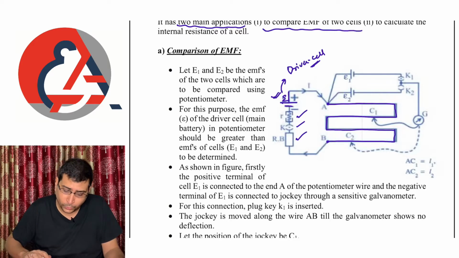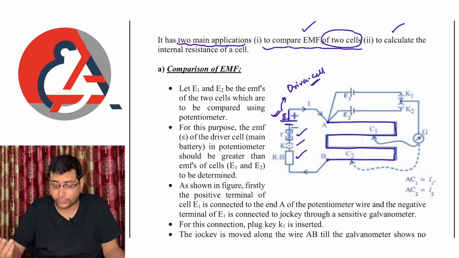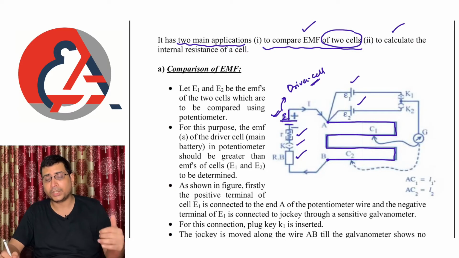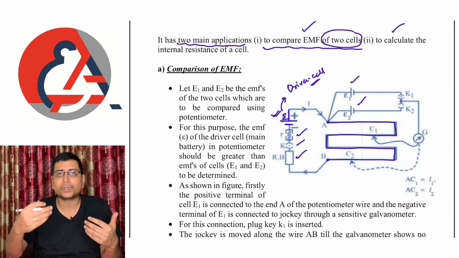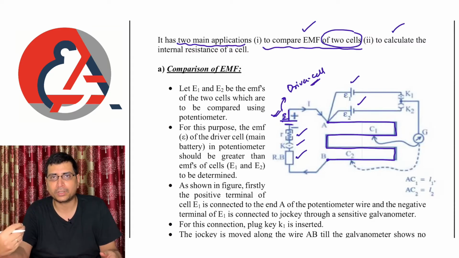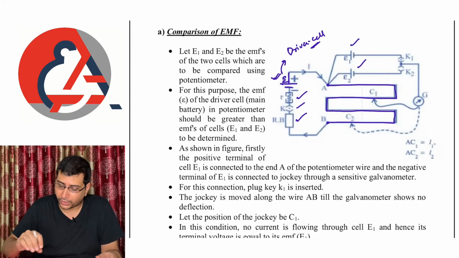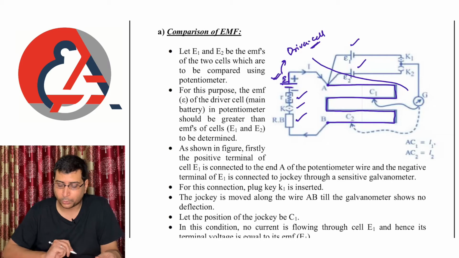Now the question is, we are told to compare the EMF of two cells. What are the two cells that we are going to use? So the two cells that we are going to use are E1 and E2. We need to compare their EMFs. So what exactly are we going to do is, we are going to use the principle of potentiometer in this experiment to make this comparative study. For that, let's try to understand the circuit diagram. So till here, if you observe, this is the basic potentiometer.